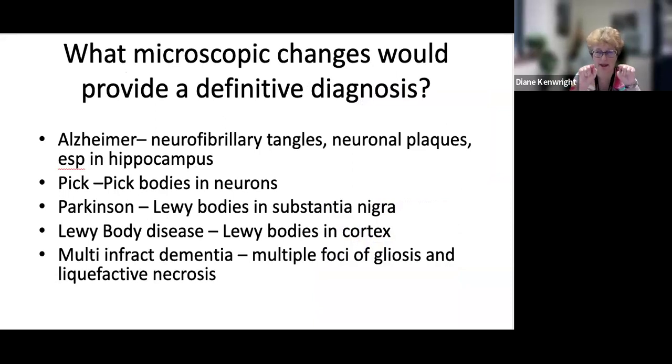Okay, so this is me telling you, please memorize this list. Okay, so in Alzheimer's disease, we have neurofibrillary tangles and neuritic plaques. Pick bodies, that's easy, in Pick's disease. Both Parkinson's disease and Lewy body disease have Lewy bodies in them because they are part of a similar kind of grouping of diseases that we will talk about. And then there's multi-infarct dementia, which has multiple foci of typical tiny infarcts, like liquefactive necrosis and gliosis.